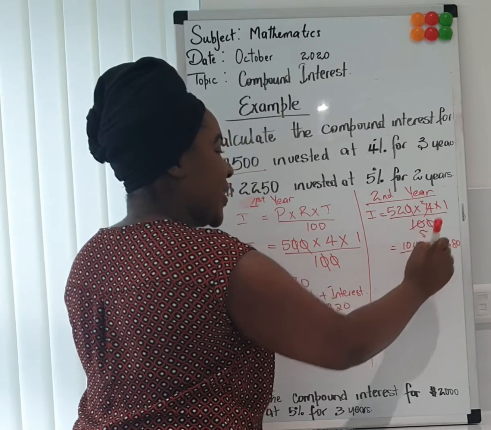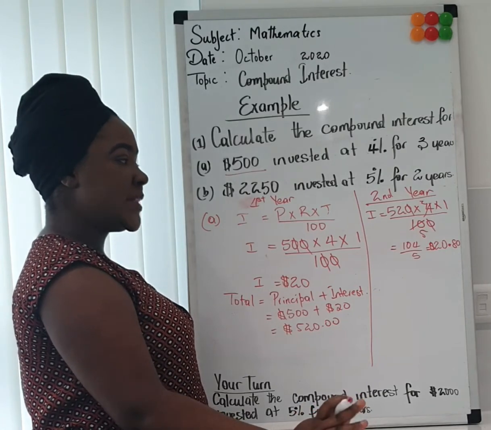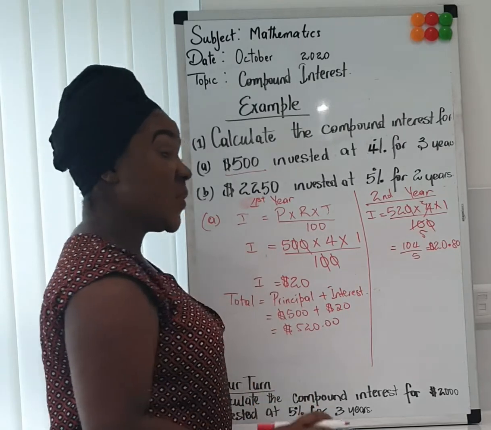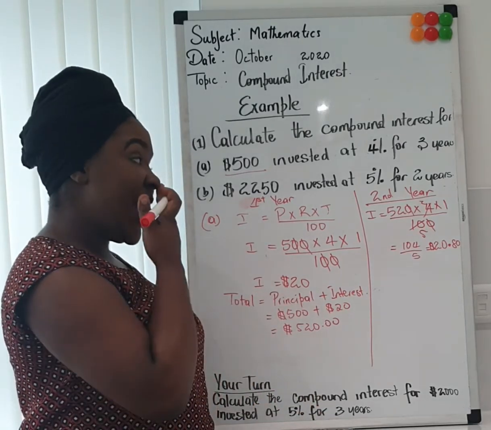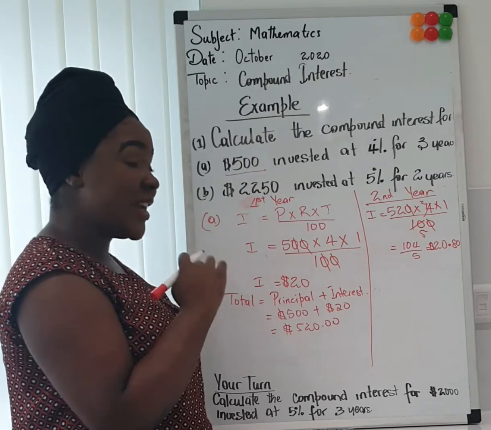So it seems to give me 20.80. Think I'm right? Yes? So we put a point, add a 0, 5 into 40. It was 8 times. Yes. So that is correct. So at the end of the second year, my interest is $20.80.